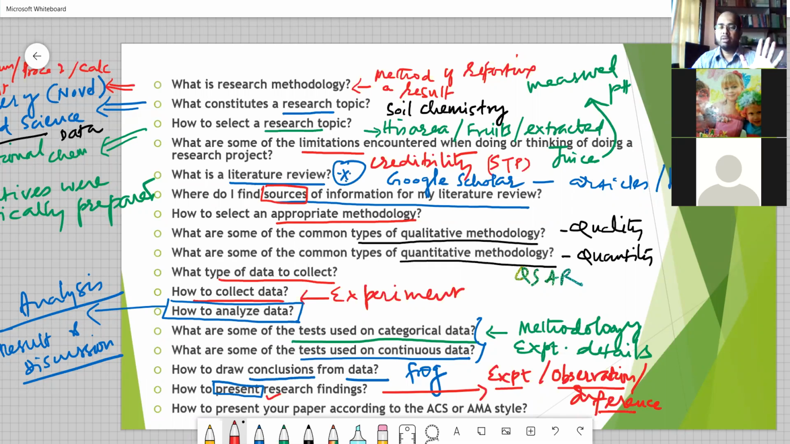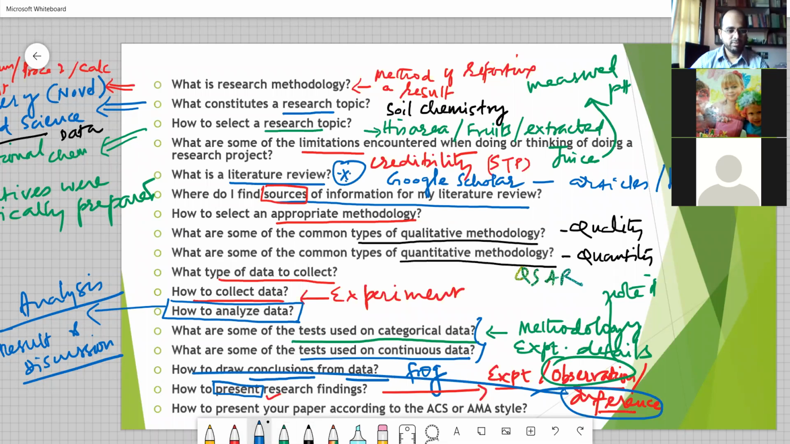You see an experiment and that is what you call it as an observation, and the meaning is you have to note this down. And then you have got some inference. This is what we call it as the experience. Then American Chemical Society or American Mathematical Society is there, how you have to report the data.